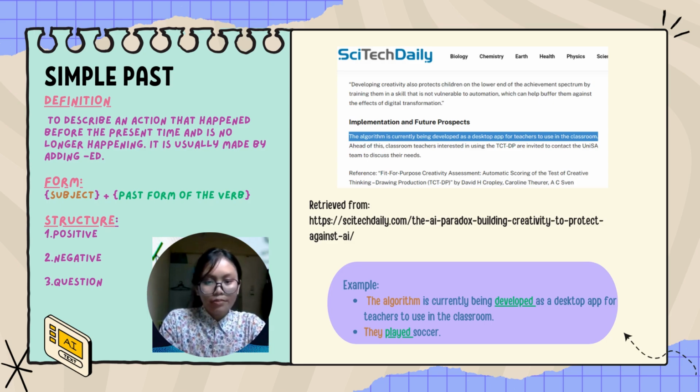The second example also uses the same form, which is they played soccer. Played is in the simple past form as it has ed at the end of the word. So simple past tense can also be written in three structures, which is in positive, negative, and question.